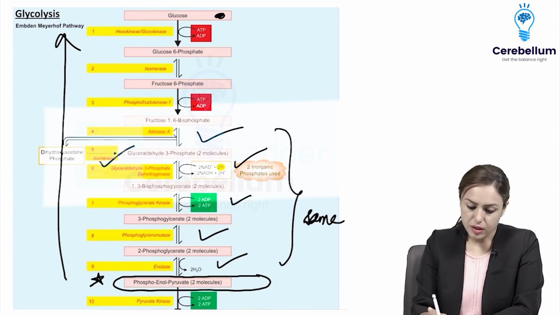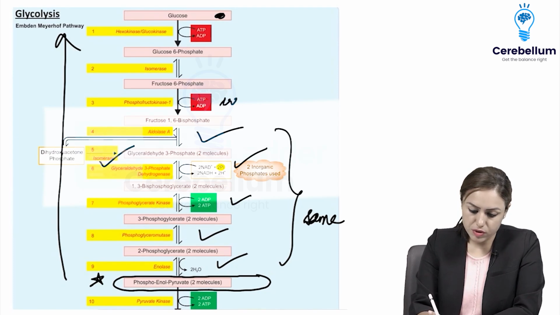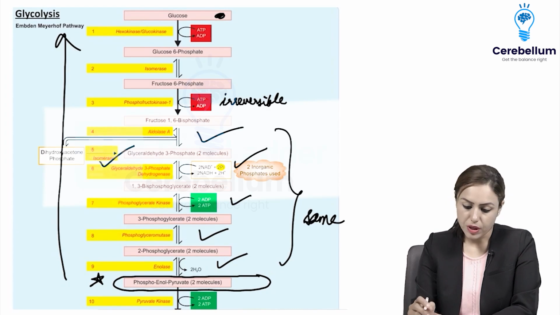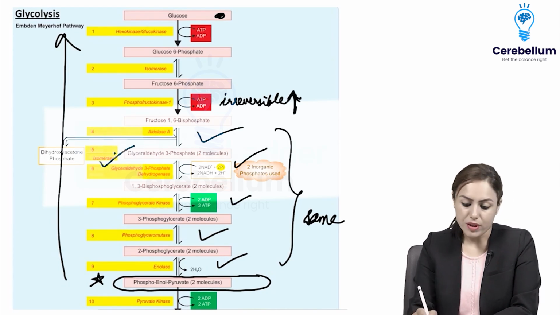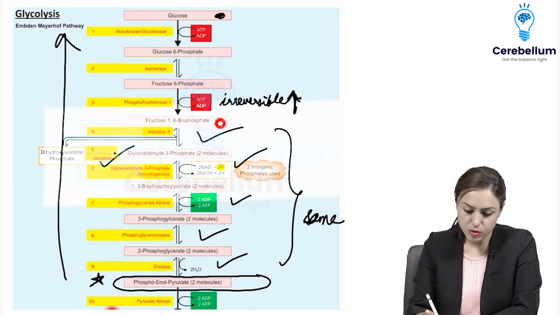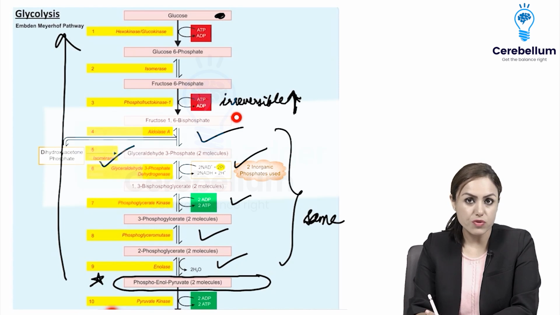Okay, then the next enzyme is an irreversible enzyme of glycolysis, that is PFK1. So in the opposite direction we have a different enzyme here. What is that enzyme? See, what is happening is that now the substrate is fructose 1,6-bisphosphate.